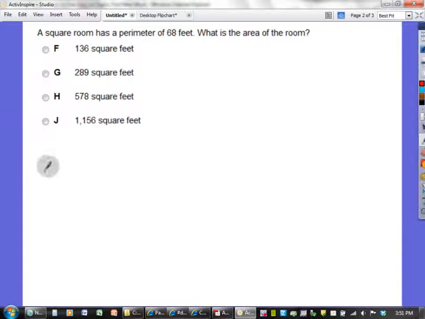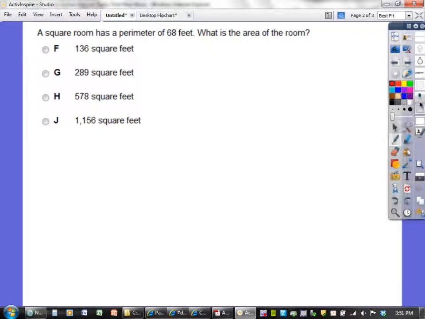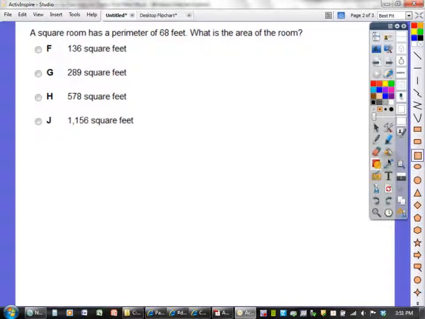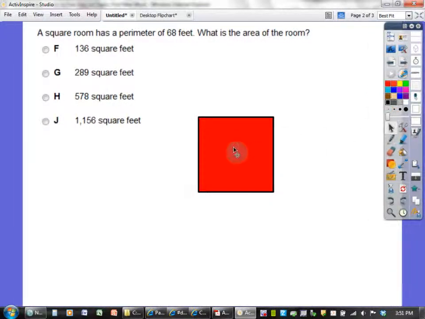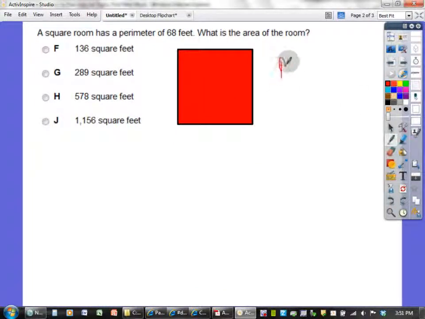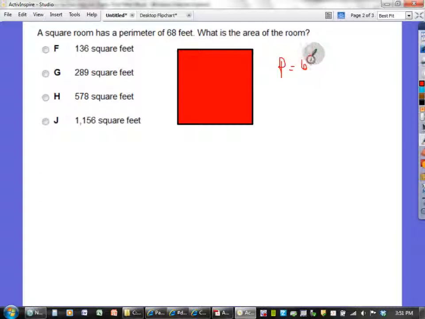A square room has a perimeter of 68 feet. What's the area of the room? And so it's asked just a little bit different. Let's just get a room right here, and we know from this room that the perimeter equals 68 feet. Well, if that's the case, how do I figure out what one side length is? Because remember, we need to find area, we need a side squared.